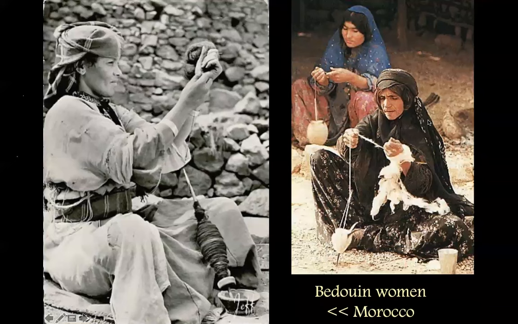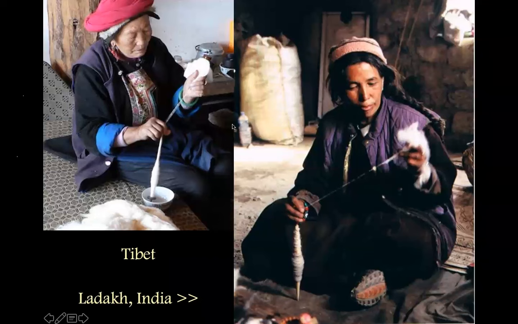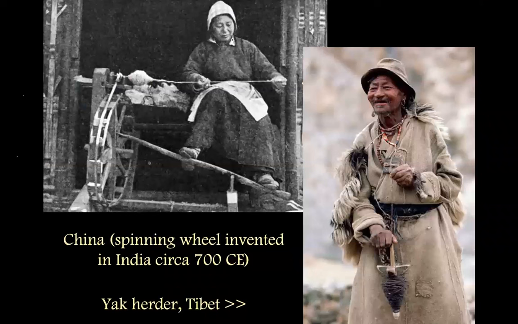And then here again in Morocco, Bedouin women, and they are able to spin goat hair. A lot of the tents were made out of goat hair. Not very easy to twine together. But Tibet, this is the Tibetan part of North West India and Ladakh, Tibetan-speaking region. Again, just a pile of wool being used. And then when she comes to the end of it, she takes another pile, she twists it together and attaches it and continues on.